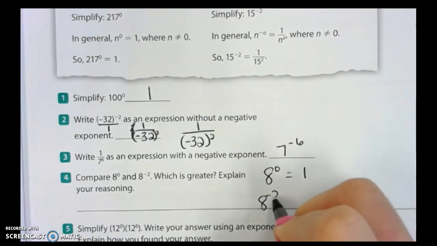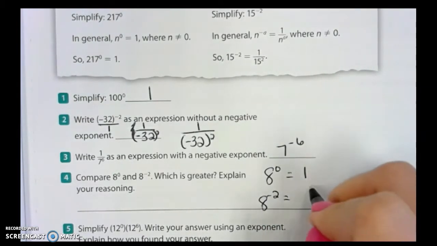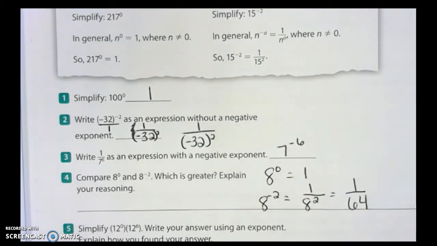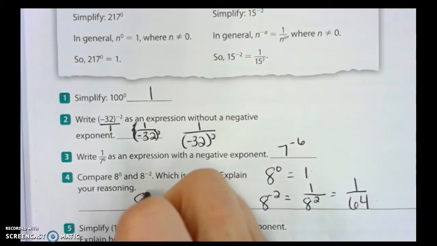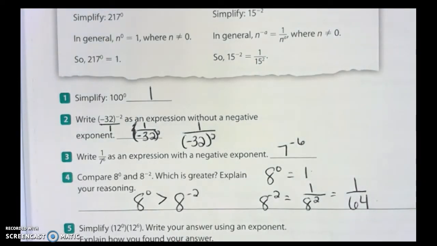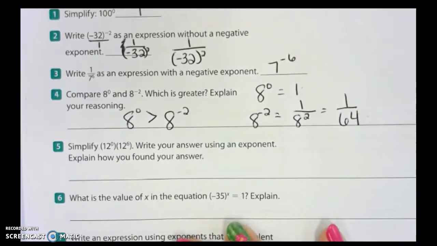8 to the negative 2 will become a fraction, 1 over 8 squared, which becomes 1 over 64. So which one is greater, 1 or 1 over 64? It is 1. It should have been 8 to the 0 is greater than 8 to the negative 2. Okay, 8 to the negative 2 is not a negative number, but it is less than 1. It is a fraction.